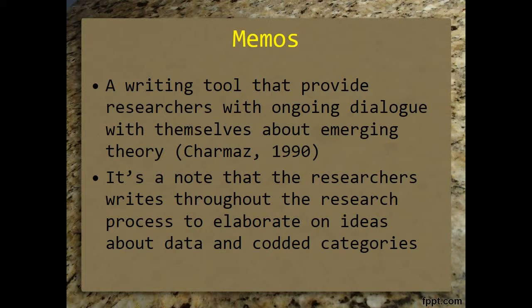Memos, or should I call it notes? According to Sharma, a memo is a writing tool that provides researchers with an ongoing dialogue with themselves about emerging theory. It's a note that the researcher writes throughout the research process to elaborate on ideas about data and coded categories. So basically, memos help to direct the inquirer toward new sources of data, always searching for broader explanations on working in the process.